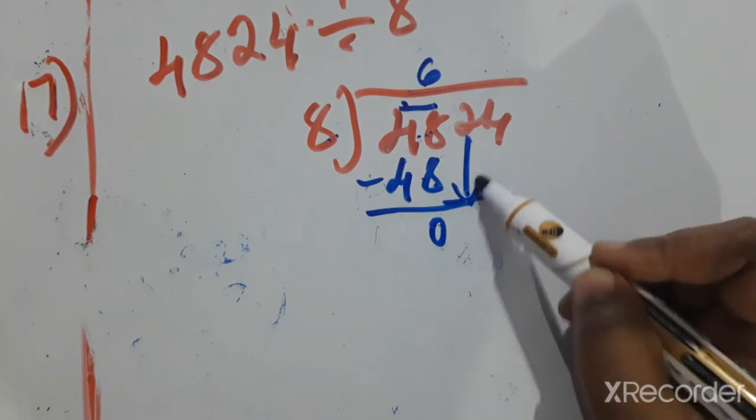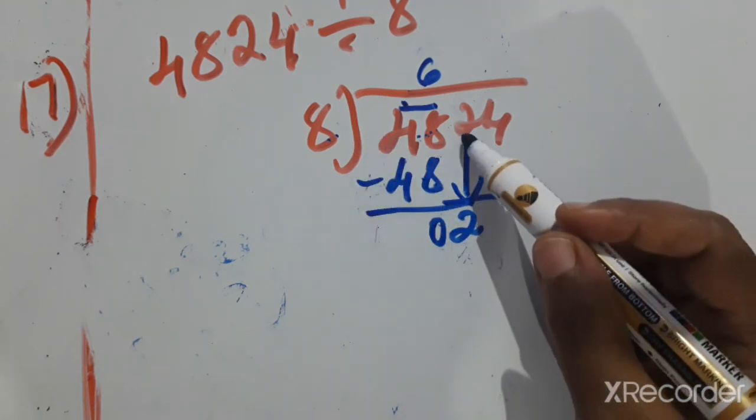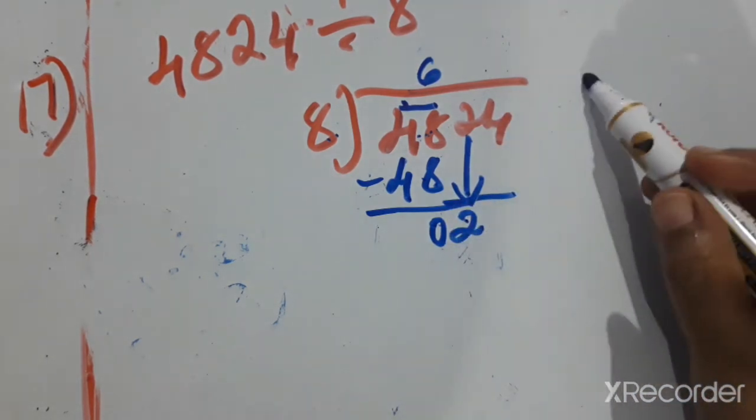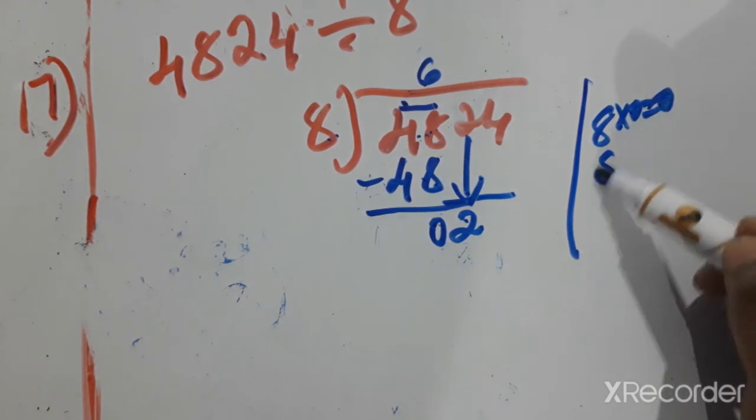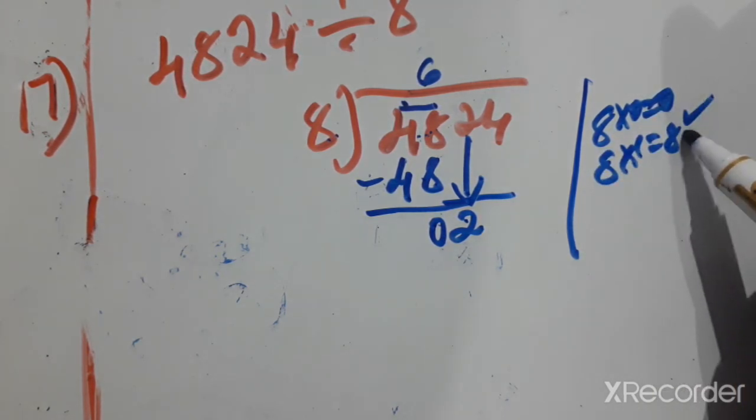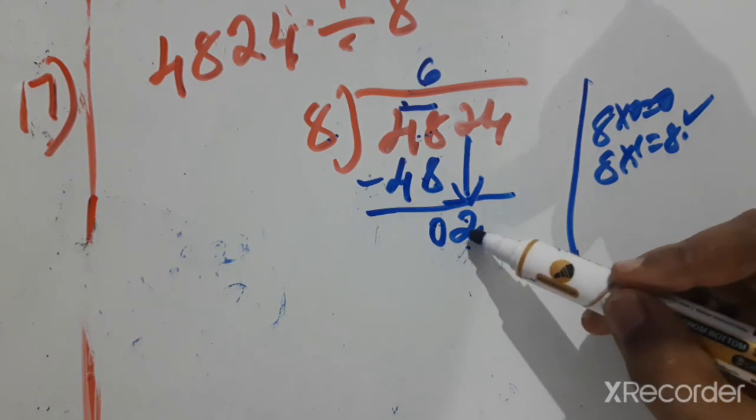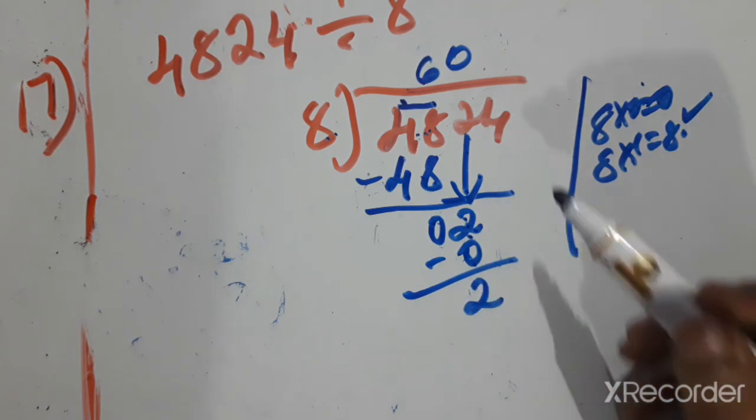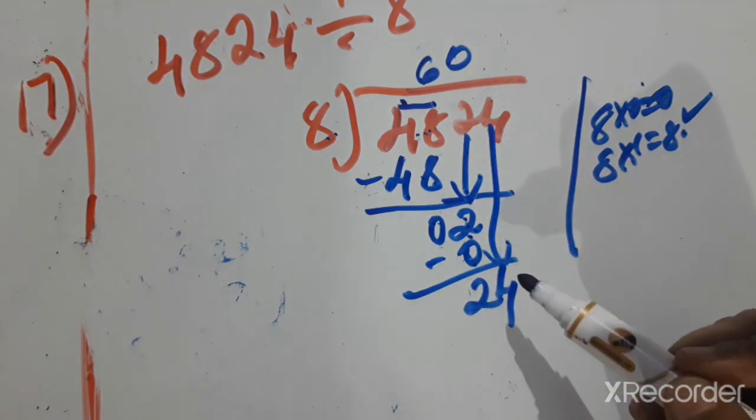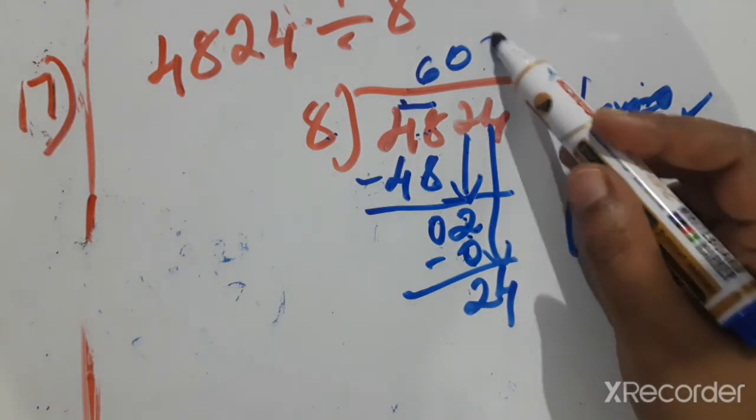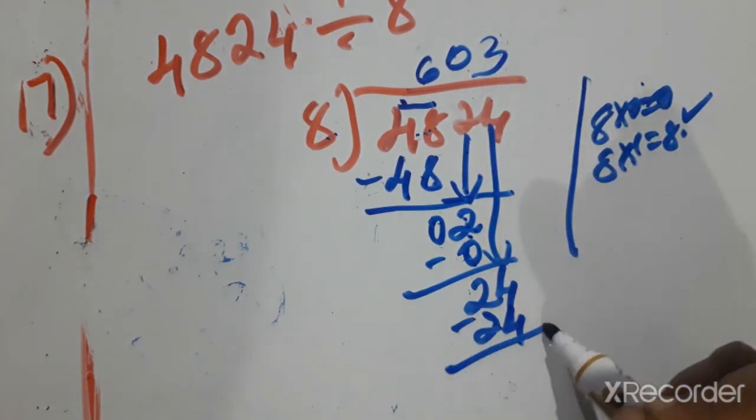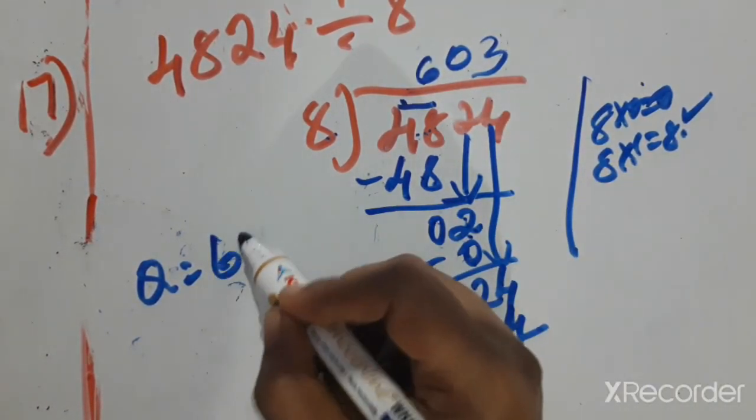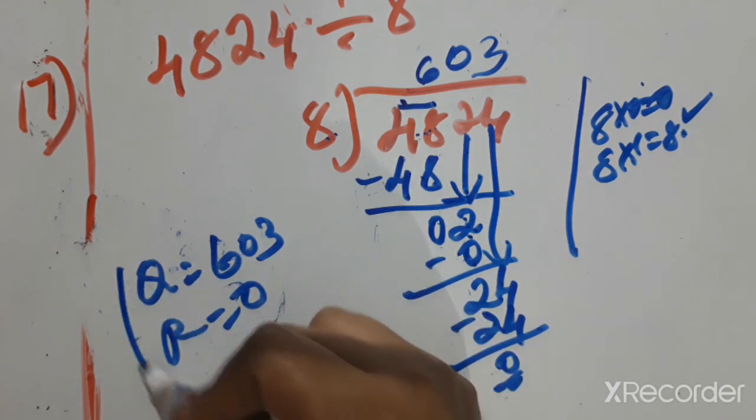Now bring down the next number, that is 2. 8 times how much in one step? Only one number, so we have to carry down 2. 8 times how much is nearest to 2? 8 zeros are 0, 8 ones are 8, and 8 is greater than this number. So we can't take greater, we have to take the nearest, that is 8 zeros are 0. 2 minus 0 means 2. Bring the next number, that is 4. 8 times how much is 24? 8 threes are 24. 24 minus 24 is 0. Now quotient is 603 and remainder is 0.